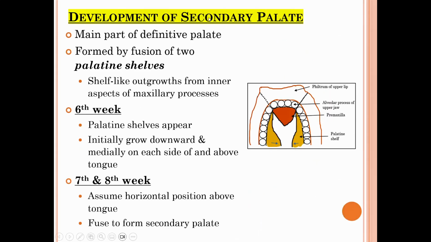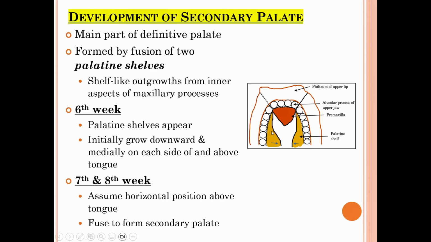Then the development of secondary palate. We have already seen here is premaxilla, which is coming from intermaxillary segment. Okay, so the secondary palate is part of the definitive palate. It is formed by fusion of two palatine shelves.